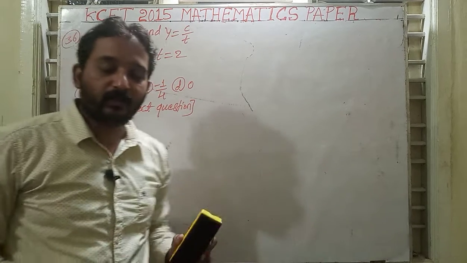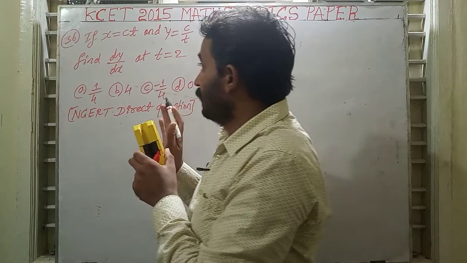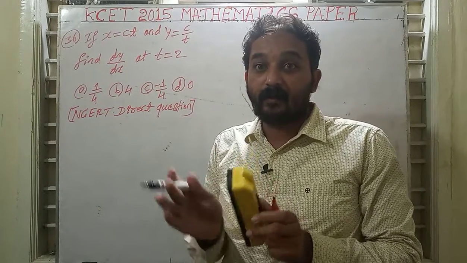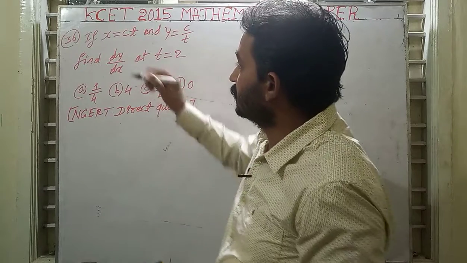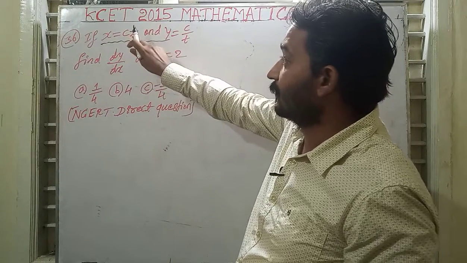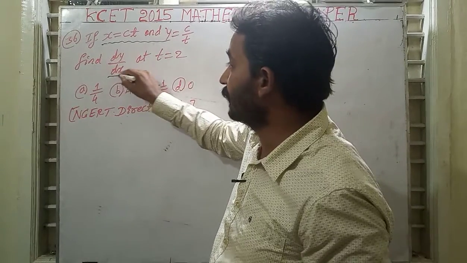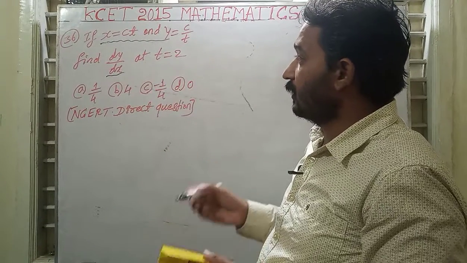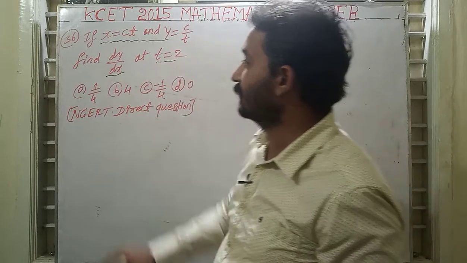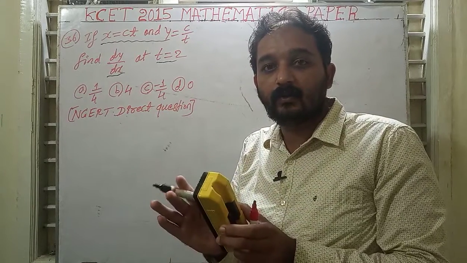So now let us move on to the next question, question number 36. This question is based on the chapter differentiation, particularly differentiation of parametric form functions. So these are the parametric form functions. x is expressed in the parameter t and y is expressed in parameter t. Then find dy by dx first and then substitute t is equal to 2. We have to substitute t is equal to 2 to get the required answer. So what do we have to find in this case? dy by dx at t is equal to 2.